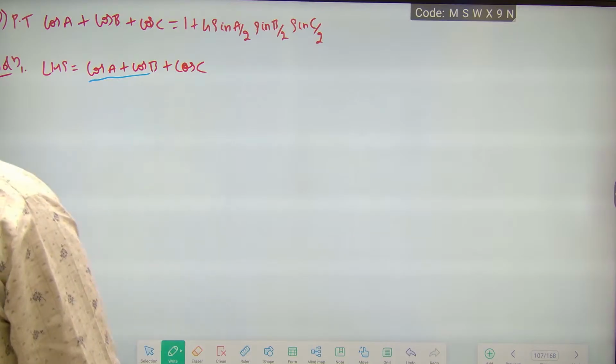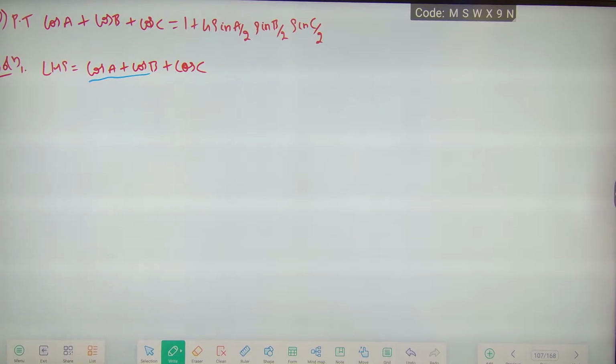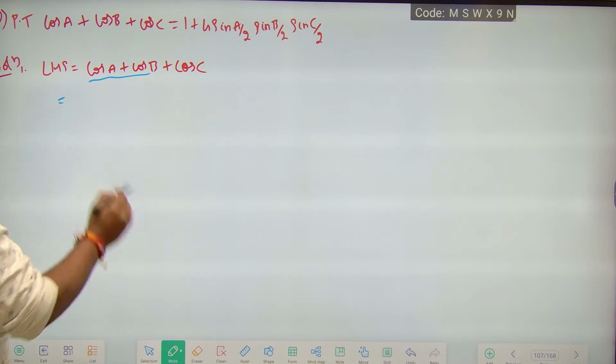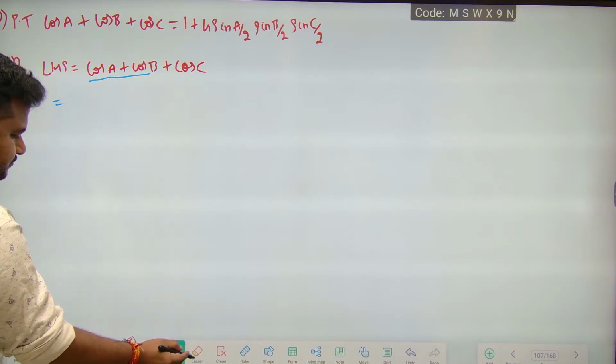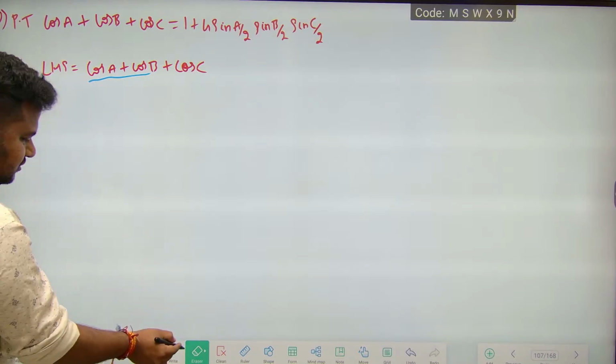Correct. Now what will happen? It is just concept. It doesn't matter Hindi or English. Okay, please focus on the class. Now what can I write? This can be written as... See here. Observe, focus carefully.